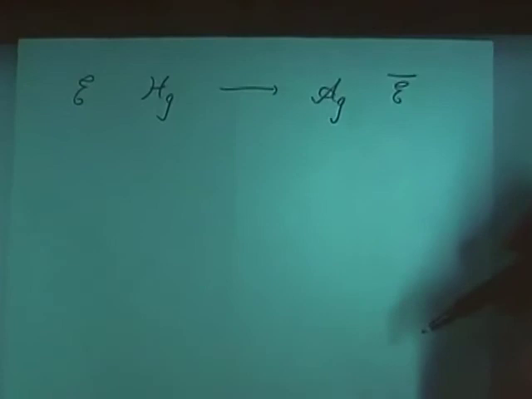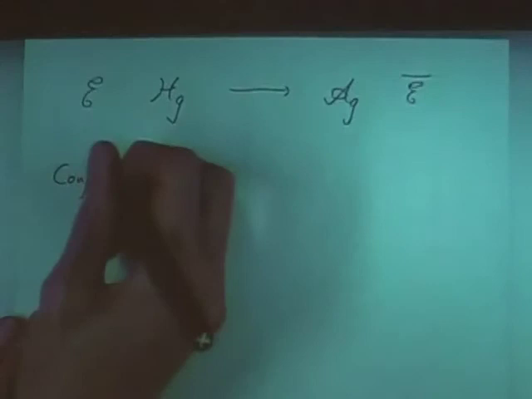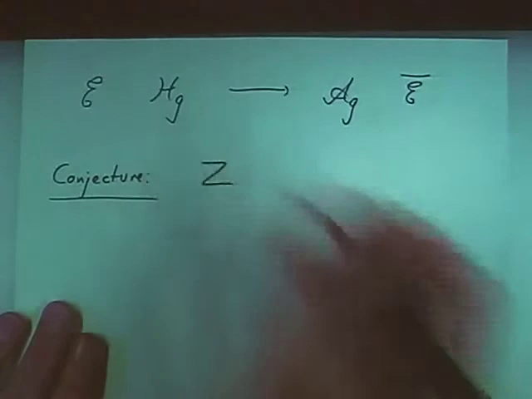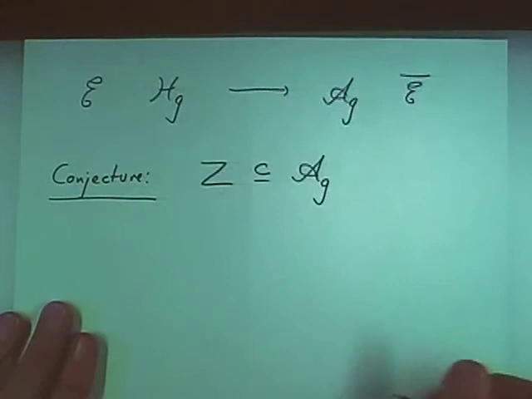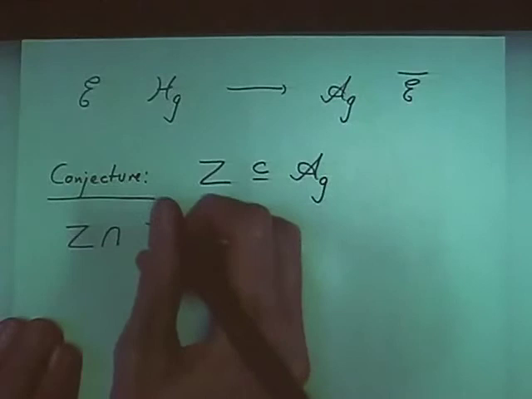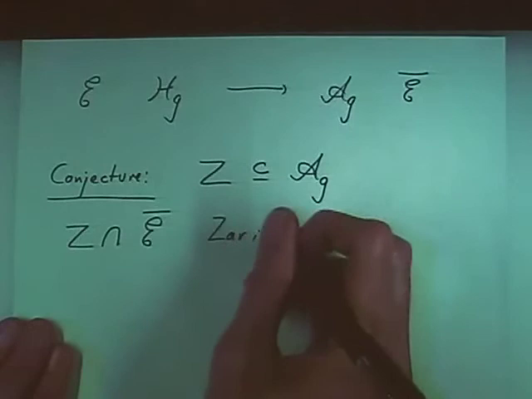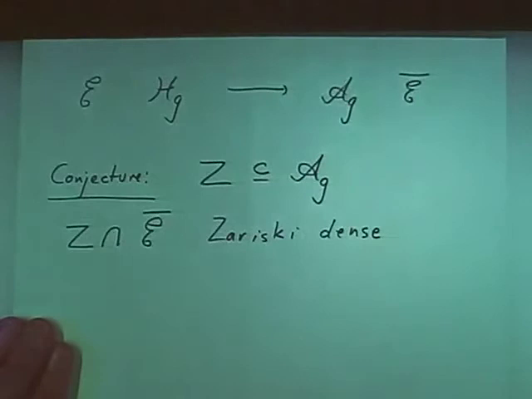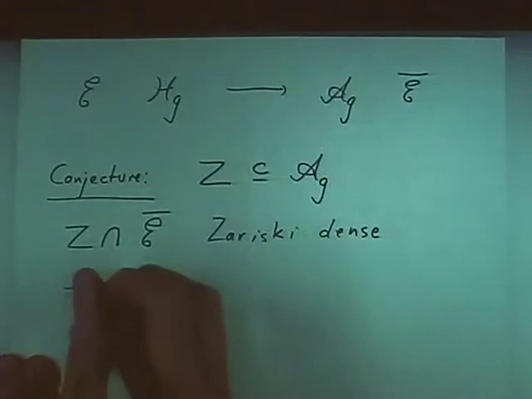So one can conjecture the following. So let Z be an irreducible algebraic subvariety of A_g. Then you can ask the following: when is this a Zariski dense set? So this is Zariski dense. And the reasonable thing to conjecture is that this is Zariski dense if and only if Z is what's called special.